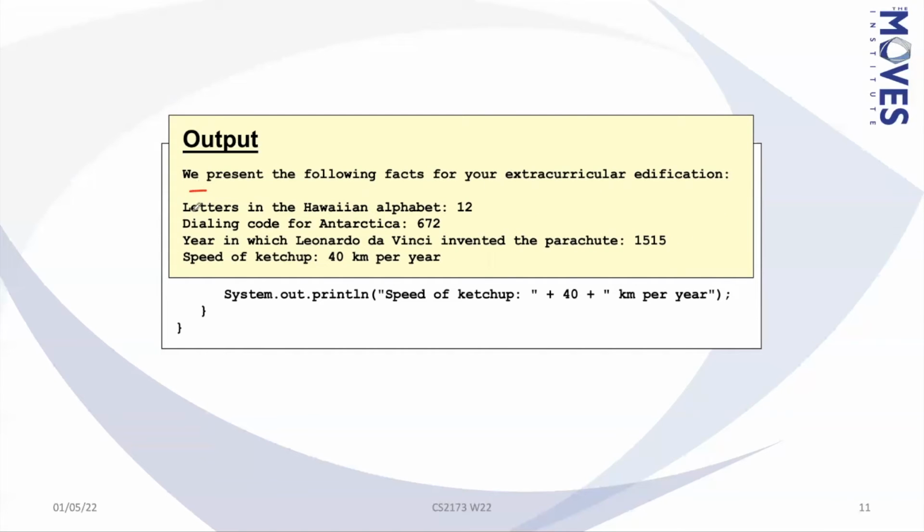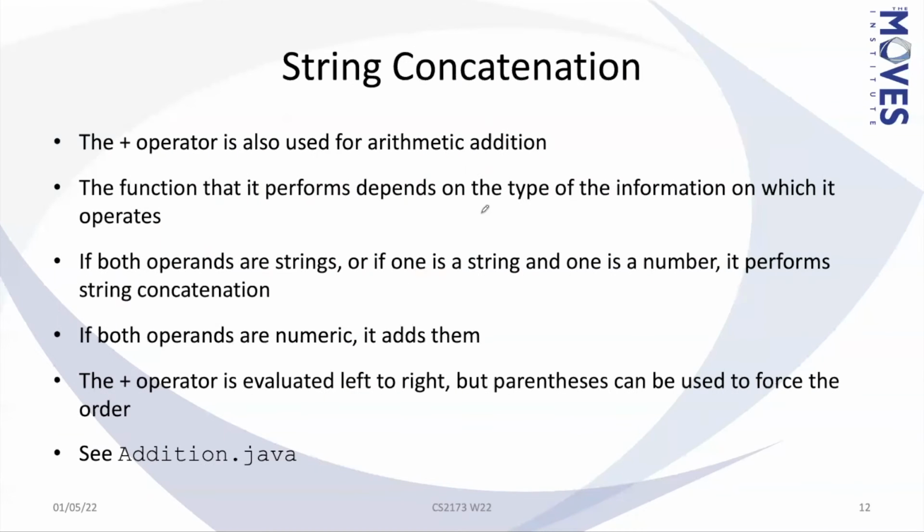Notice the blank line that was that empty System.out.println, and then here the numbers have simply been concatenated. Now here's the gotcha on it. The gotcha is that the plus is also used for arithmetic addition. You've done this before in other languages. And what it does depends on what it operates on. So if there are strings, or a string and a number, then it does concatenation. If both of them are numbers, then it adds them. Okay. And then the other thing that I mentioned is that the plus is evaluated left to right.